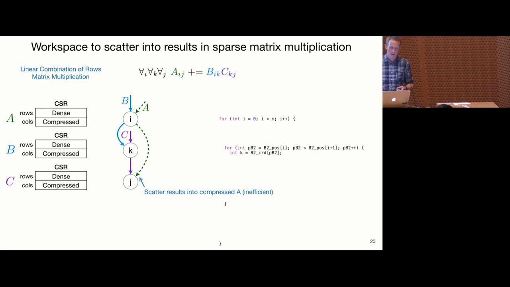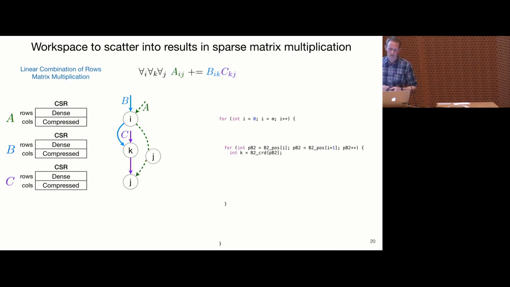The issue comes when we want to generate the last loop, because we have to scatter results into A. The reason we have to scatter results into A is that there's a reduction loop K that dominates the loop J where we are storing into the result. So we're going to keep coming back to the same row and adding values. In a compressed format, you cannot efficiently insert. To insert into a compressed format means you have to copy data across and insert a value. So that's an O(NNZ) operation, and you get an asymptotically bad kernel again.